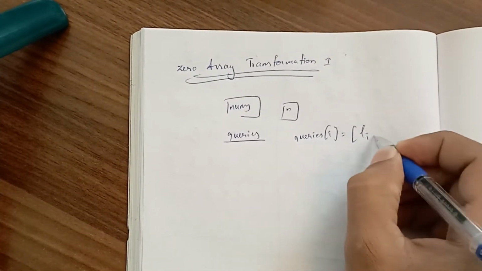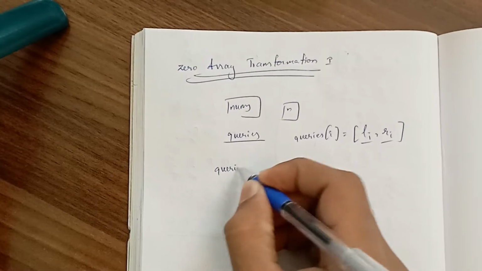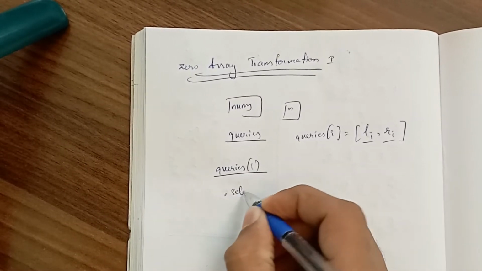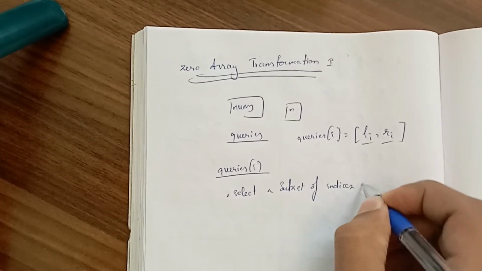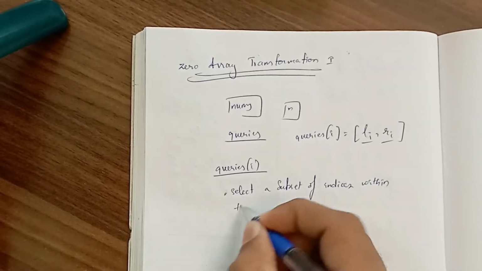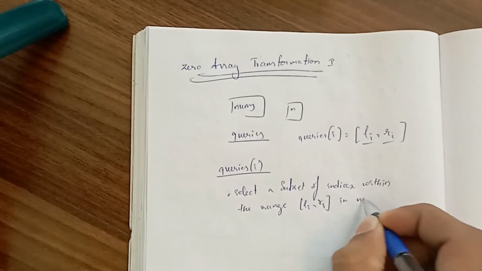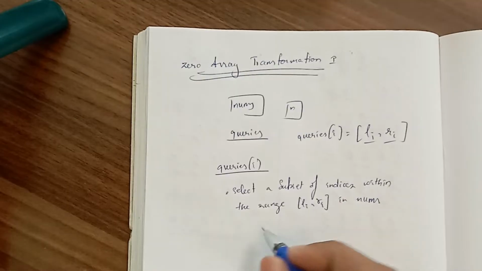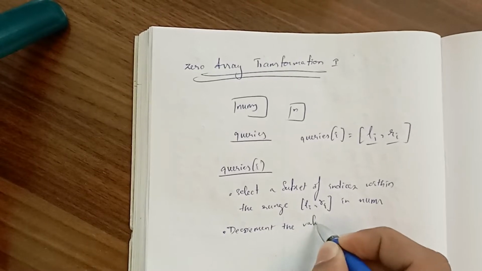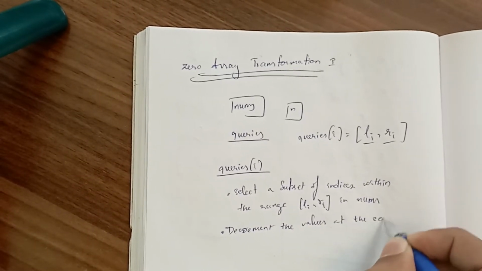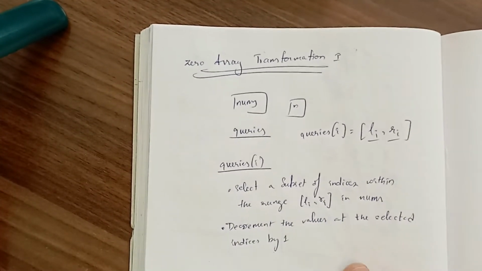So we are given an array nums of length n and a 2D array queries, where queries[i] = [l_i, r_i]. For every query[i], we need to select a subset of indices within the range [l_i, r_i] in nums, and after selecting the indices, decrement the values at the selected indices by 1.